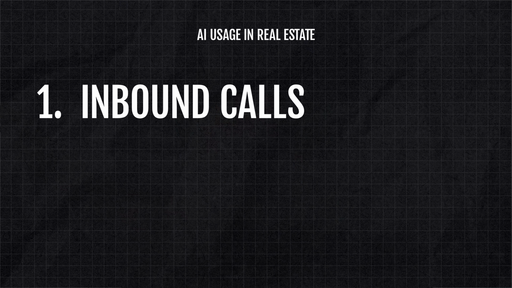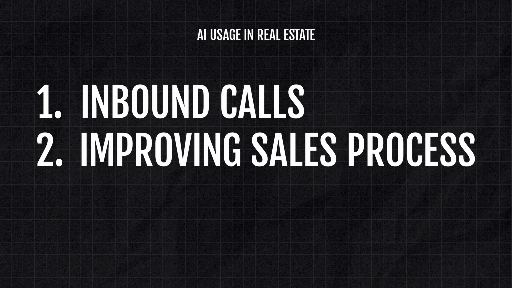One, inbound calls. Taking seller inbound calls from postcards or your website with AI can be a good first layer to use. It's still very much working the kinks out, but it is a possible use case for you. AI is a great way to improve your sales process. Even as simple as uploading your sales transcripts to ChatGPT or another AI and asking it to give you really good feedback is a great feedback loop to get better and better at sales.